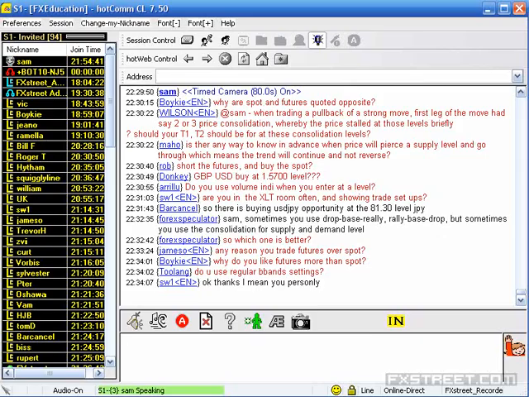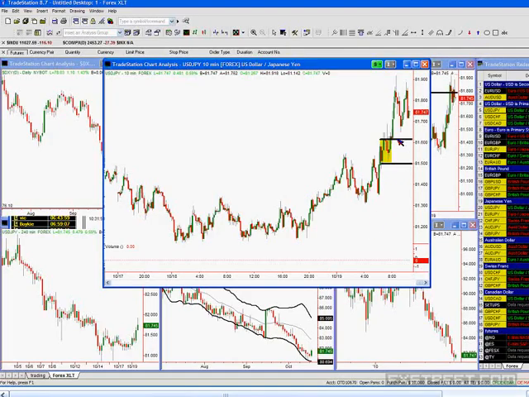8130, I don't know about 8130. If you're not interested in this area, I'd probably go lower to the 8120s. Okay, I saw that other question there.